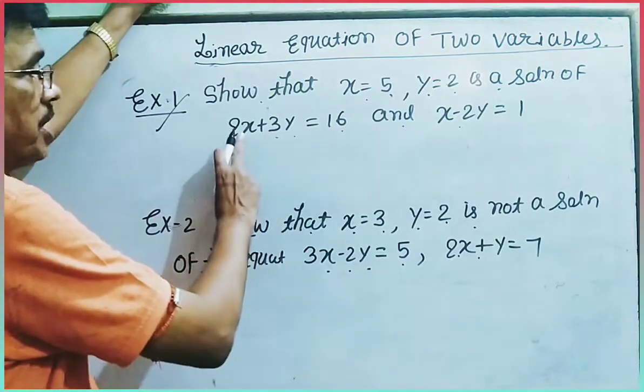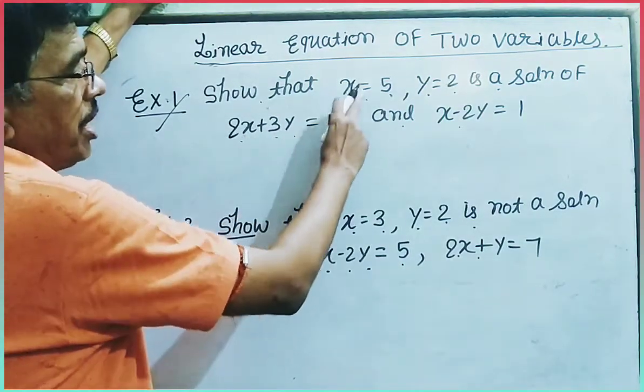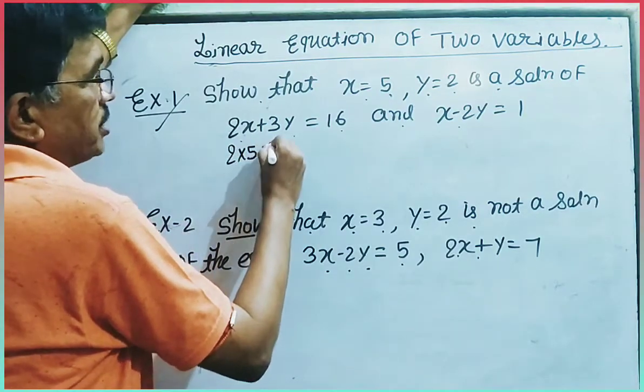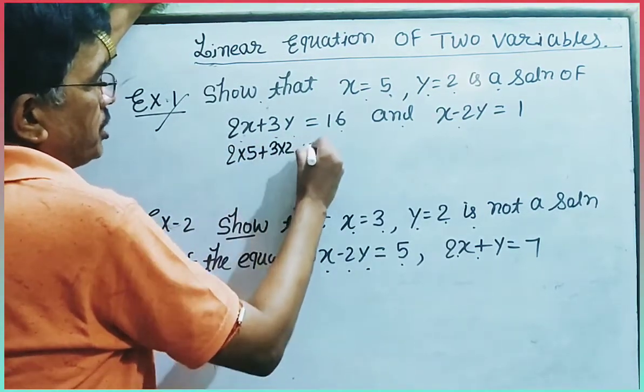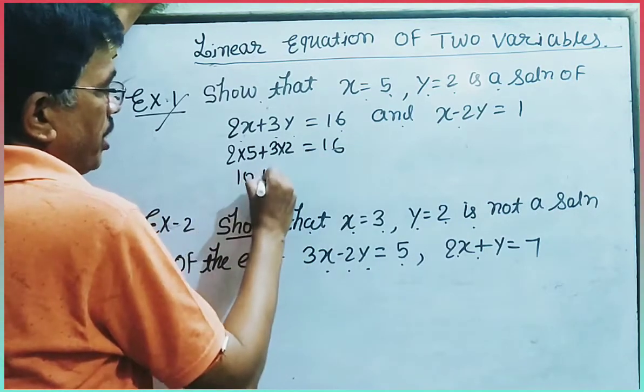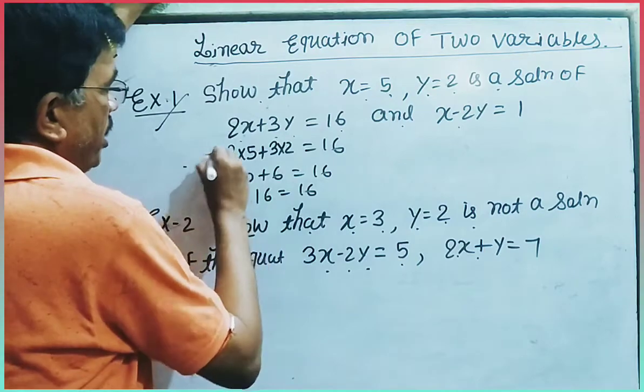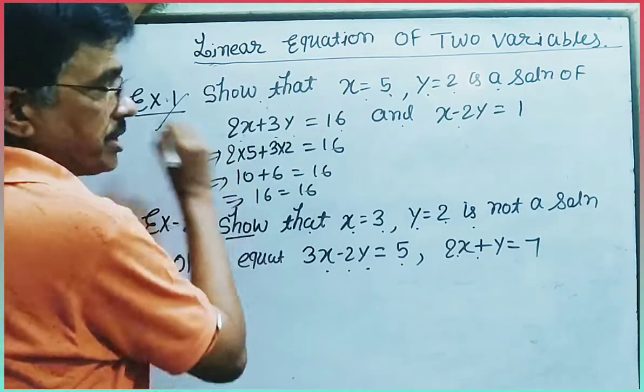So the first equation is 2x plus 3y is equal to 16. In place of x is 5 and y is 2, you write 2 into 5 plus 3 into 2 is equal to 16. Then 10 plus 6 is equal to 16. Then 16 is equal to 16. That means it satisfies the equation.